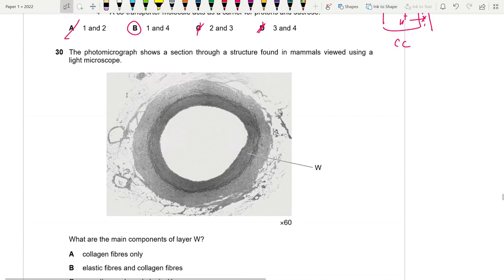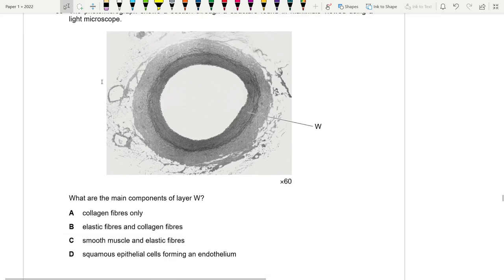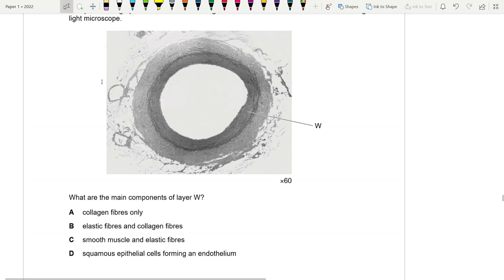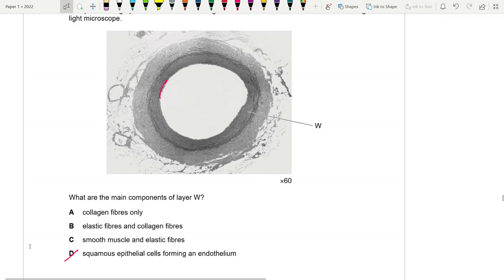30. The photomicrograph shows a section through a structure found in mammals viewed using a light microscope. Interesting. So it isn't D, because this is the endothelium. This is the endothelium, one layer thick. Okay? So, the answer to this is basically C.